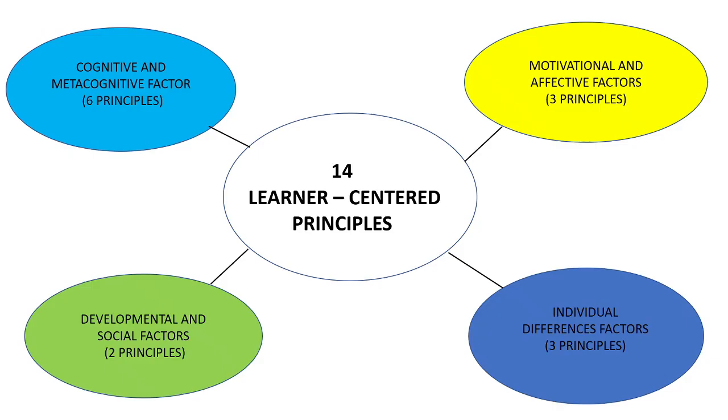All right. As you can still remember our 14 learner-centered principles, we first discussed in our previous video the cognitive and metacognitive factors. That is the 6 principles. So we are now down to the motivational and affective factors, which has 3 principles, and of course the developmental and social factors, which has 2 principles, and the individual differences factors, which has 3 principles.